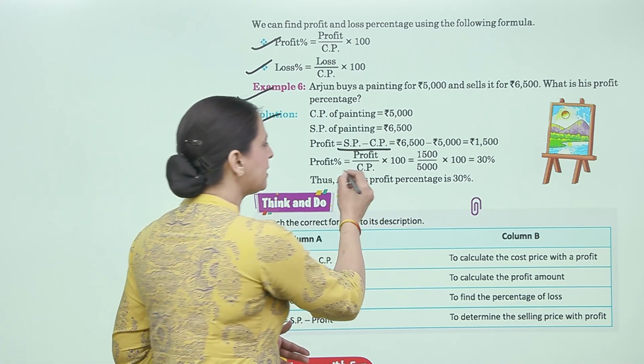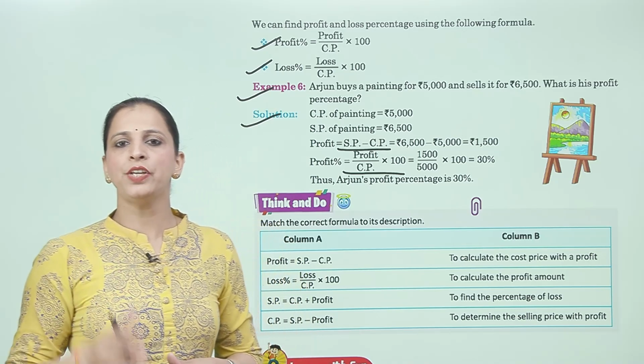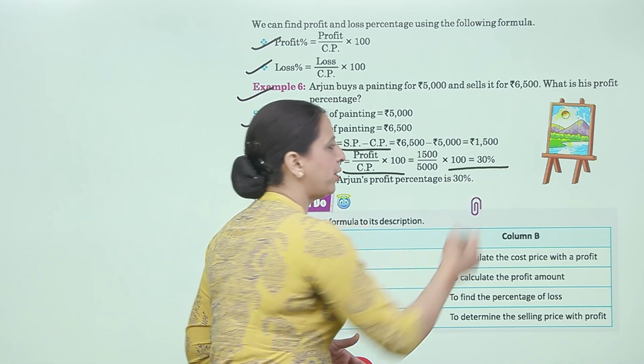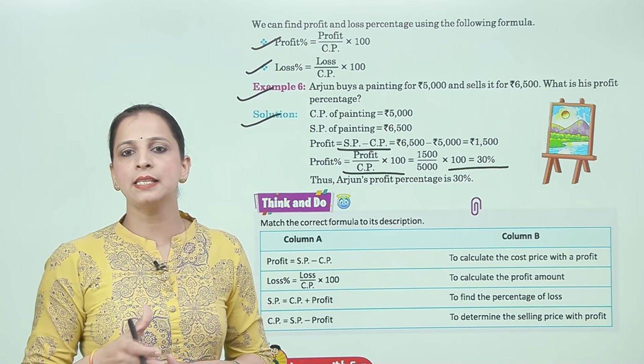So profit percentage is profit upon cost price multiplied by 100. That is 1,500 upon 5,000 multiplied by 100, that is 30%. Thus, Arjun's profit percentage is 30%.